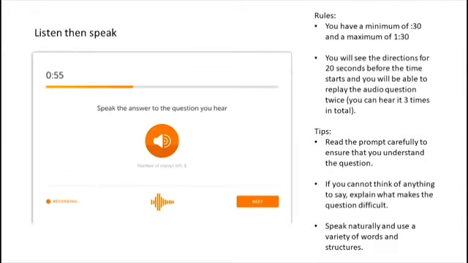This listen and speak question is testing your conversation and production. Again, you have 30 seconds as a minimum amount of time to speak and a maximum amount of time of 1 minute and 30 seconds. So for this question type, you also get to see the directions for 20 seconds before the recording begins. And during this time, you can hear and replay the prompt.